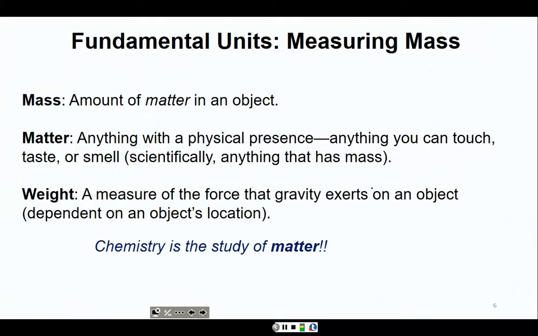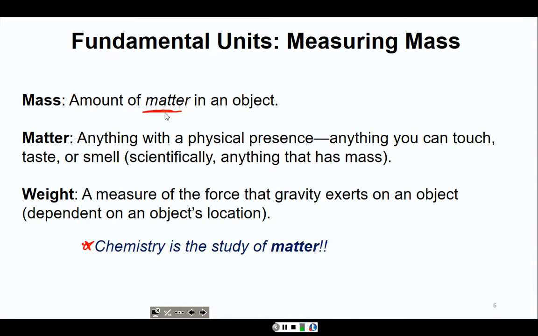All right, so now how about measuring mass? And mass is kind of a funny topic because we sometimes think about mass and weight differently. And on planet Earth, we don't really distinguish one from the other. Mass is simply the amount of matter in the object. And when it boils right down to it, chemistry is the study of matter. So we think about mass when we're trying to describe what's happening in chemical processes. Matter is anything that has a physical presence. You have to be able to touch or taste or smell. Something that has mass is going to be matter.